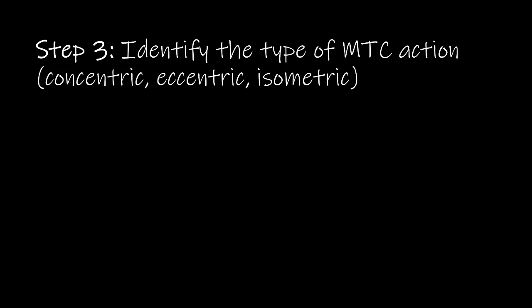In Step 3, we want to identify the type of MTC action, whether it's concentric, eccentric, or isometric. And we will use a decision diagram in order to help us come to the correct conclusion. First, we must identify the joint motion and the effect of the external force. Next, we have to ask ourselves the question, what is the movement direction? And by movement direction, we have to relate that to the external force. So, one possibility would be that the joint movement and the effect of the external force are in opposite directions. Another possibility might be that the joint motion and the effect of the external force are in the same direction.